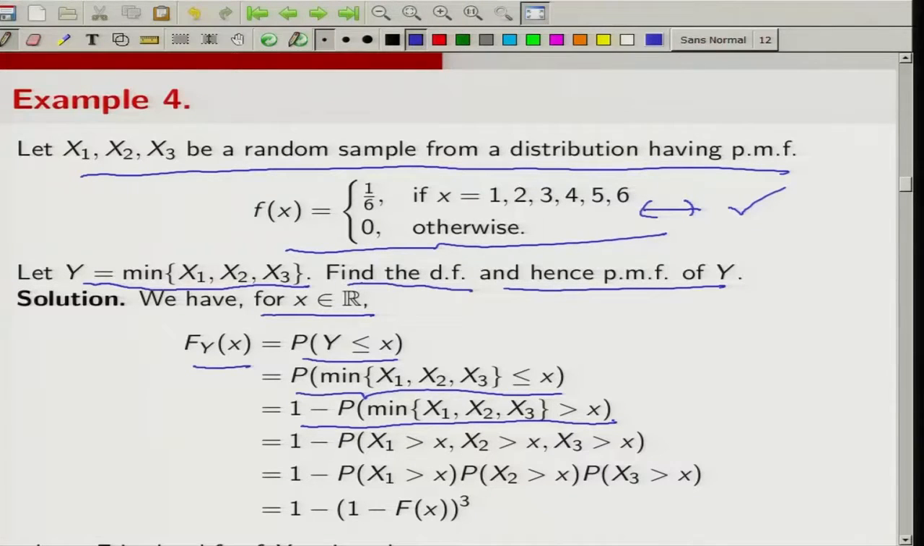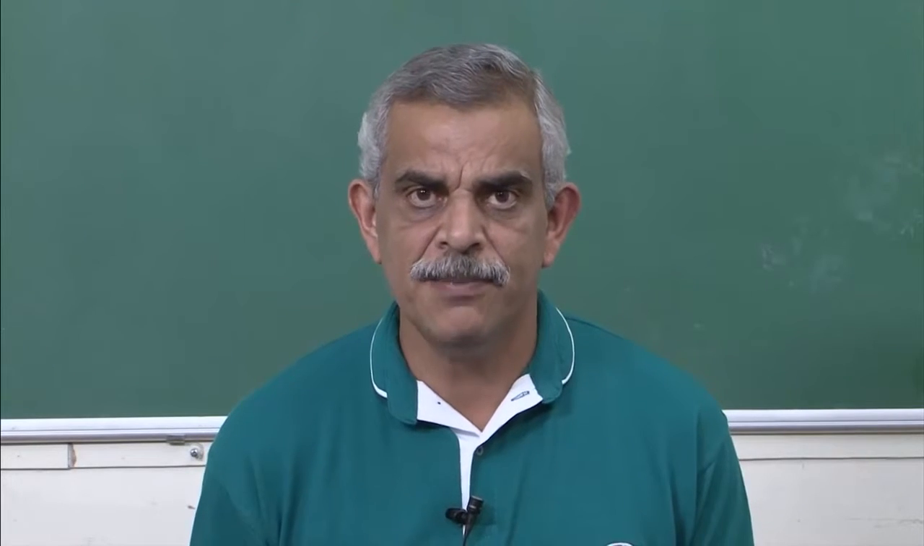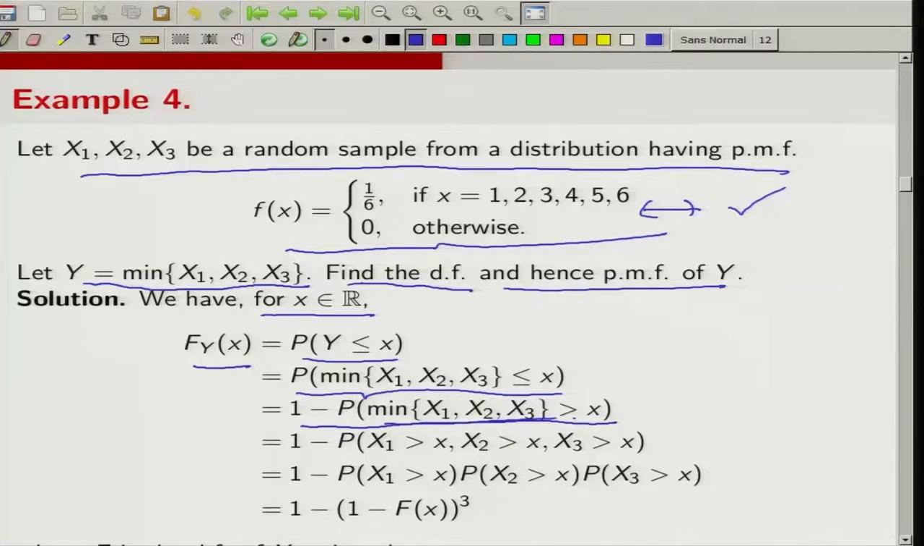But you know that if minimum of a certain quantity is bigger than a fixed quantity, if and only if each of them is bigger than that fixed quantity. So, minimum of x1, x2, x3 would be greater than x if and only if each of them is bigger than x. So, that means x1 greater than x, x2 greater than x and x3 greater than x. But x1, x2, x3 are given to be independent. So, probability x1 greater than x, x2 greater than x and x3 greater than x would be the same as probability x1 greater than x multiplied by probability x2 greater than x, probability x3 greater than x.